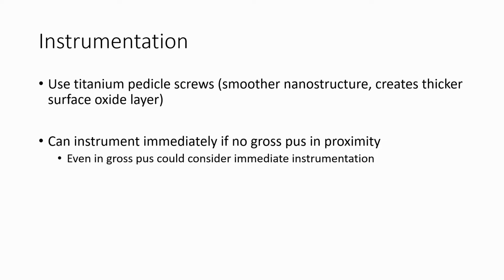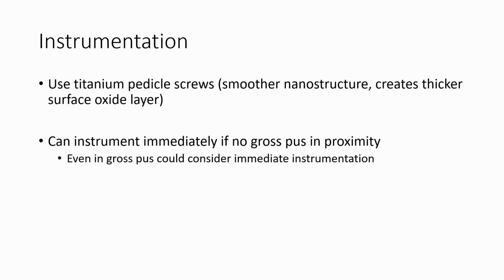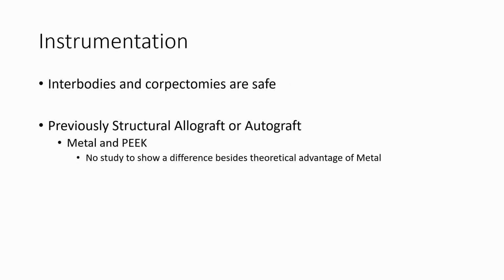In terms of instrumentation, titanium has a smoother nanostructure, so you're going to get a thicker surface oxide layer, so you'll be less likely to develop a biofilm from bacteria. And then if you have gross pus in the area, then consider not putting instrumentation and going back. But even if you have gross pus in the area where you're doing the surgery, you can consider instrumentation. We showed in that paper you can, and then you can consider doing hardware exchange at next surgeries, like 2 days later or a week later.